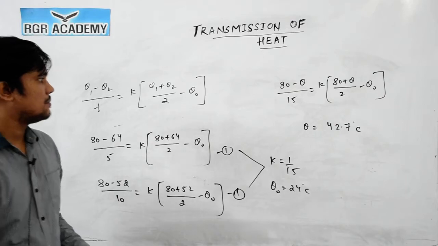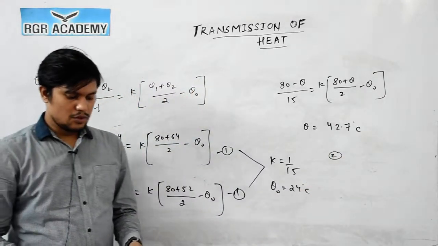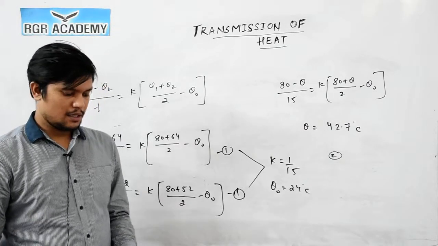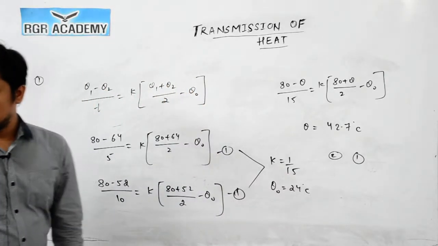Now question number 2. In a closed room the heat transfer takes place by convection. Okay, so the answer is the first one, convection. Now question number 3.